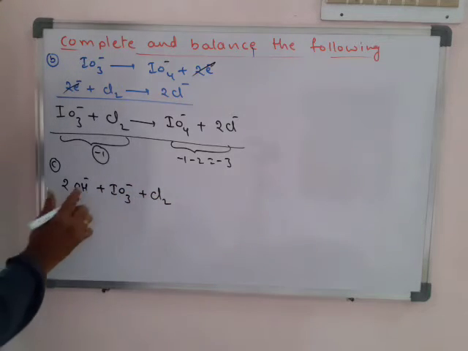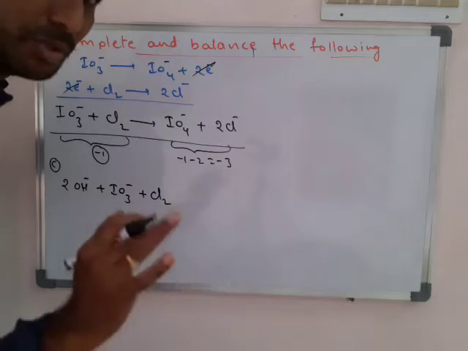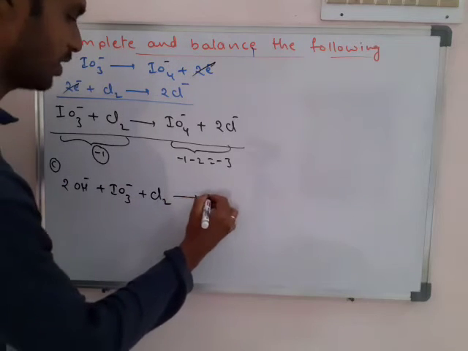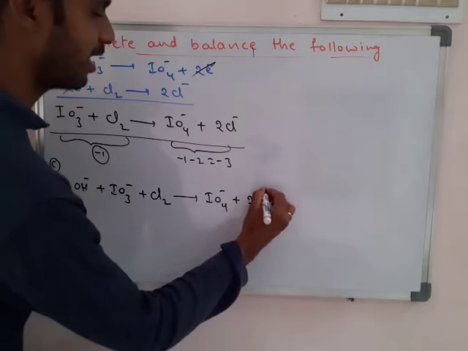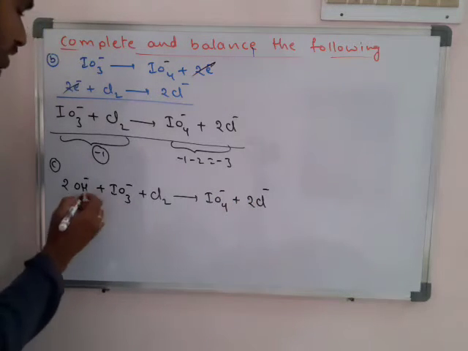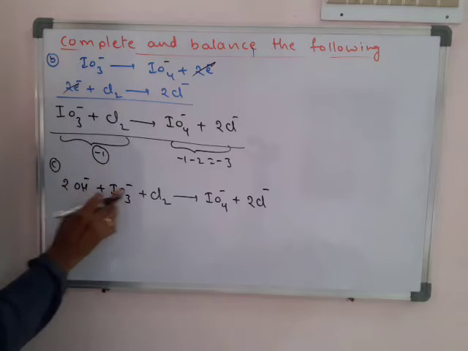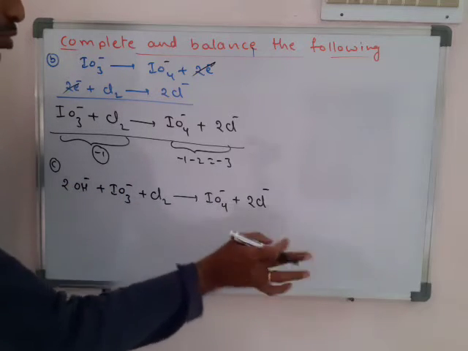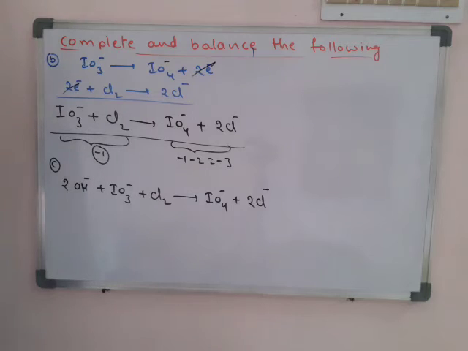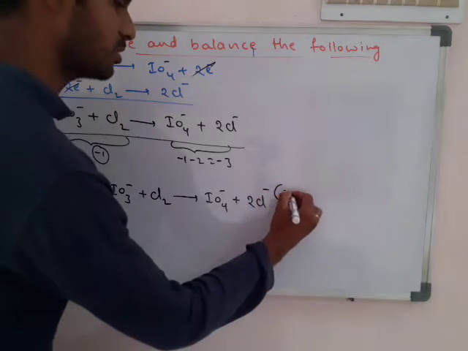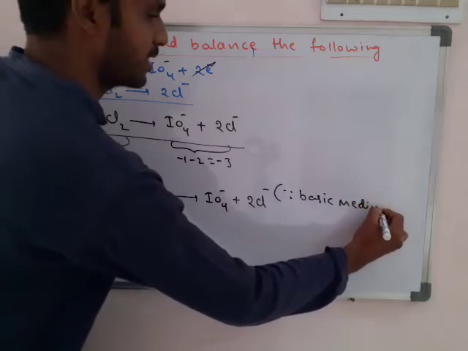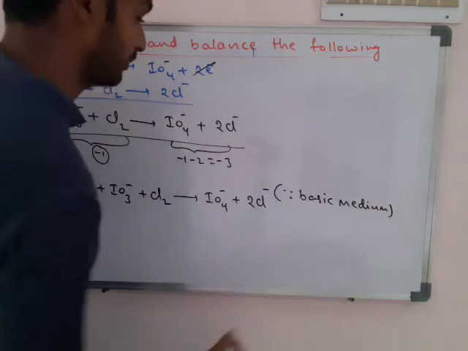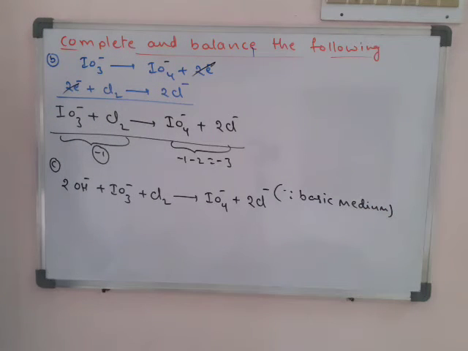Why are we adding 2 OH minus? In the oxidation number method, the rule in basic medium is to add 2 OH minus at the side where the charge is highest. This is -2, -1, -3, -1, -2, -3. It is balanced. Since it is a basic medium, we added OH minus. Next, add the oxygens.